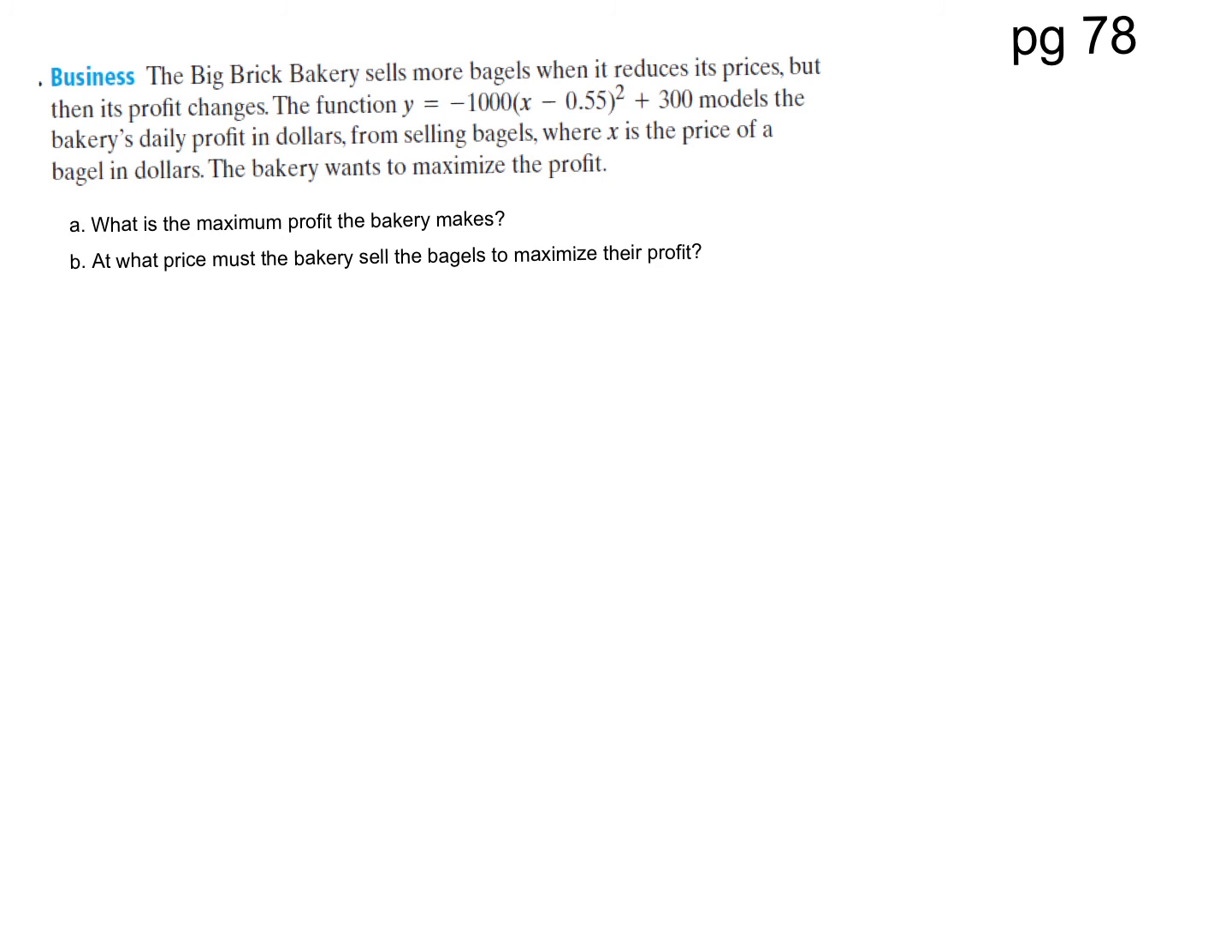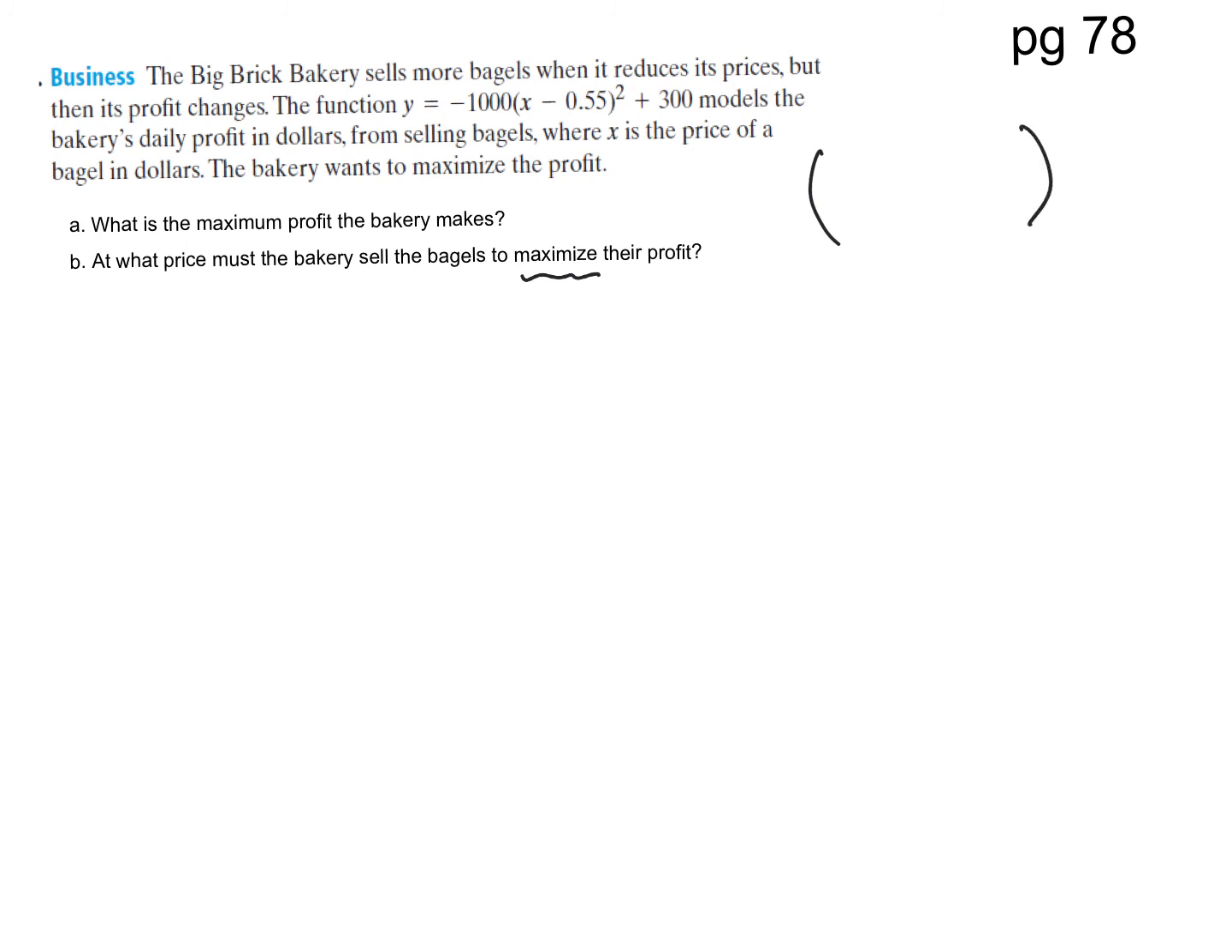The next example. The Big Brick Bakery sells more bagels when it reduces its prices, but then its profit changes. The given function models the bakery's daily profit in dollars from selling bagels, where x is the price of a bagel in dollars. The bakery wants to maximize the profit. Okay, so maximize, so that means y coordinate of your vertex. Lucky for us, this is already in vertex form.